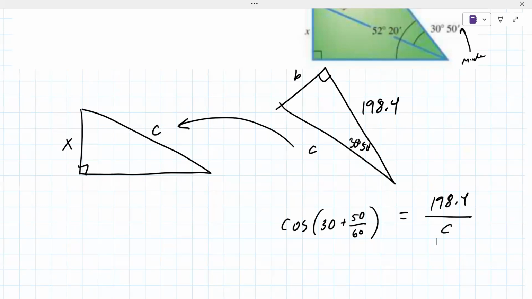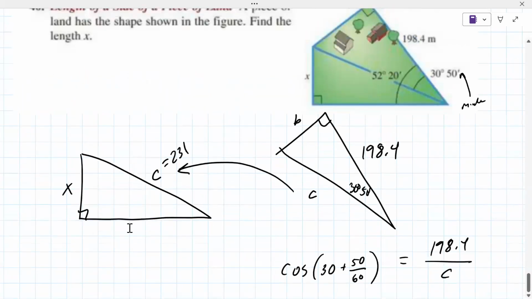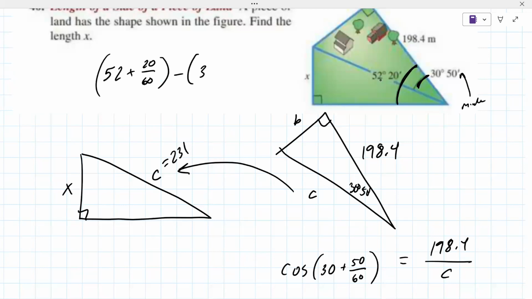231. Okay, so that's 231. Now to find X, we either need this down here or an angle. We definitely aren't going to get this down here because there's nothing for that. But we can get the angle. See how they give you the whole angle up here and part of the angle there? You can then subtract to find the full angle. It's a little weird to subtract when it's in degrees and minutes, so I would probably do the full conversions, like 52 plus 20 over 60 minus 30 plus 50 over 60, like that.